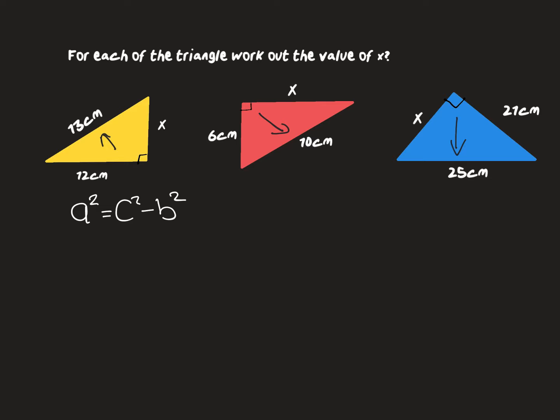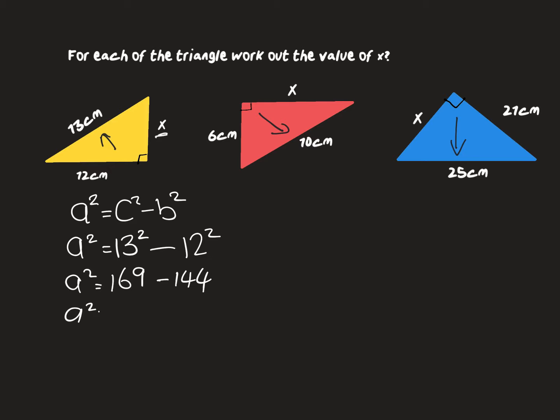So we're going to now replace our letters with the numbers that we know. a squared is the missing one, or we could call that x if you like. That's this one up here. It is missing. And the c squared is the hypotenuse. So our hypotenuse here is 13. So 13 squared, take away, and the other side that we know is 12. So we're going to put in here 12 squared. So a squared is equal to, you need to square your 13. 13 squared is 169. And you need to square your 12. 12 times 12 is 144.